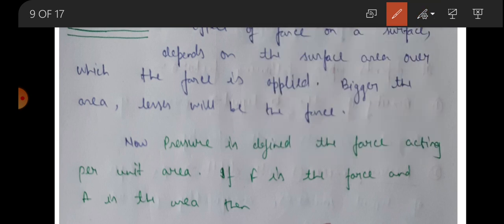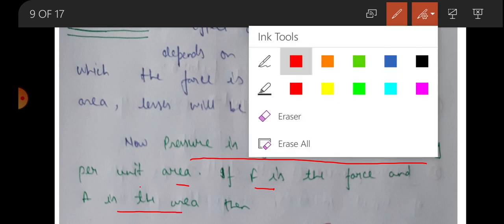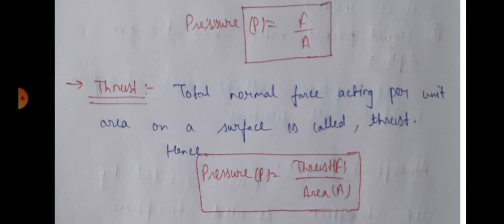Now we will define what exactly pressure means. So pressure is defined as the force acting per unit area. If F is the force and A is the area, then pressure is given by P is equal to F upon A.